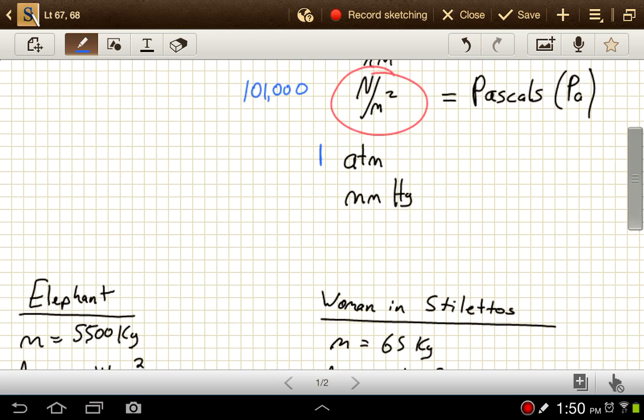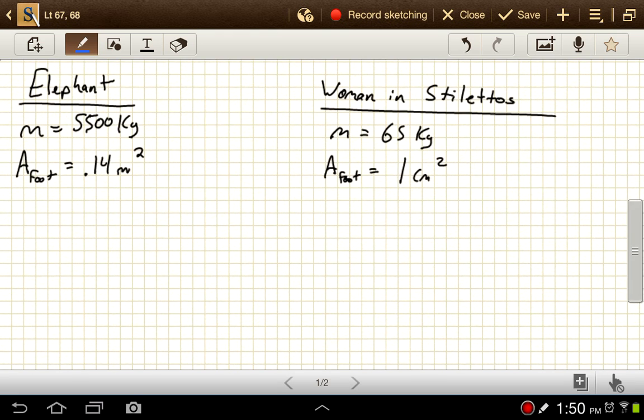Alright, so let's look at a problem where we have to solve for pressure. I've heard before that a woman wearing stiletto heels will actually apply more pressure to whatever she steps on than an elephant would. And so I did a little research and found some numbers for these. And this is kind of a classic physics problem comparing these two. So you might see this in other videos as you're looking through for this. For each one of these, we want to figure out what the pressure is.